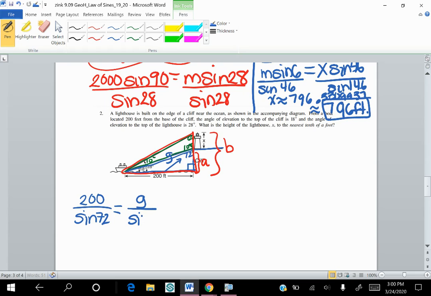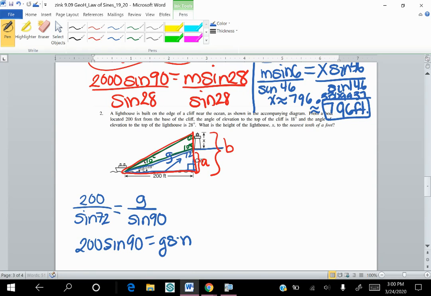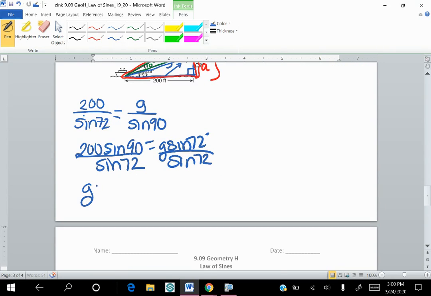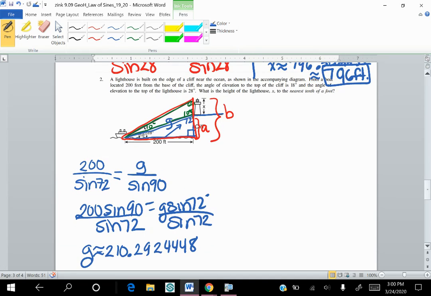G over sine of 90. And then you could cross multiply, 200 times sine of 90 equals G times sine of 72. Divide both sides by sine of 72. Type that into your calculator. And it gives us approximately 210.2924448.